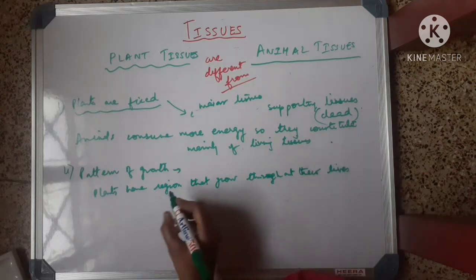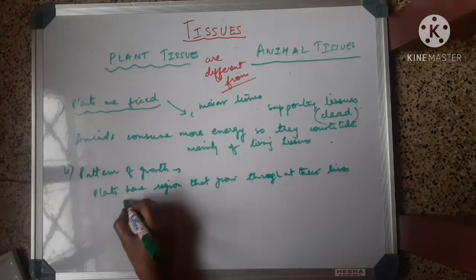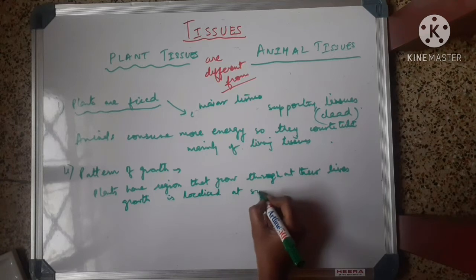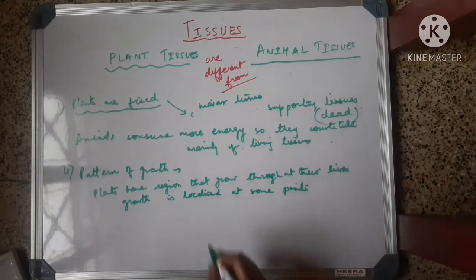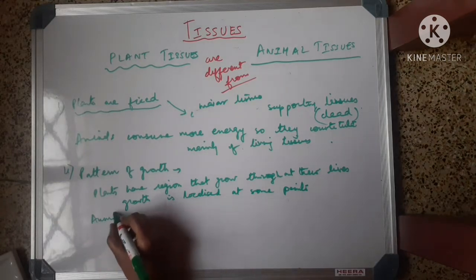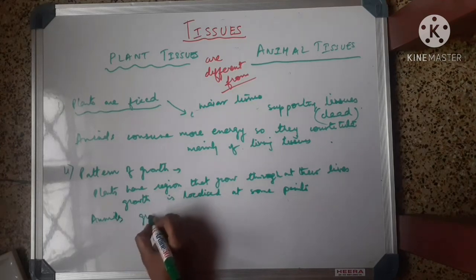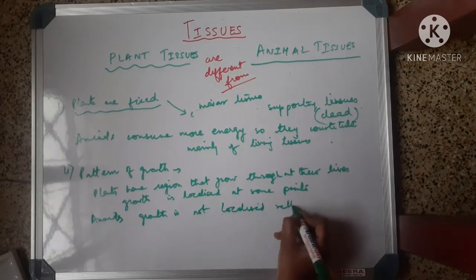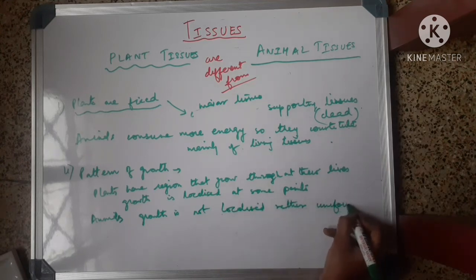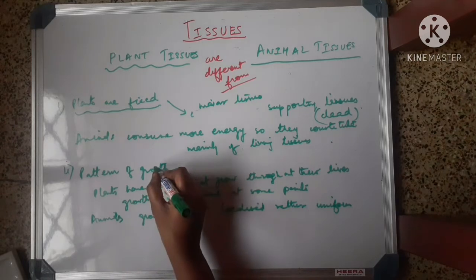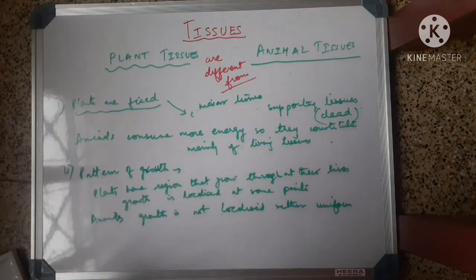So growth is localized at some points where growth is continuous throughout their lives. Now in animals growth is not localized. Rather it is uniform. So here there is another difference of the tissues present in plants and animal cells due to their pattern of growth. Plants grow throughout their lives, whereas animals do not. After a time when animals are mature, they stop growing.